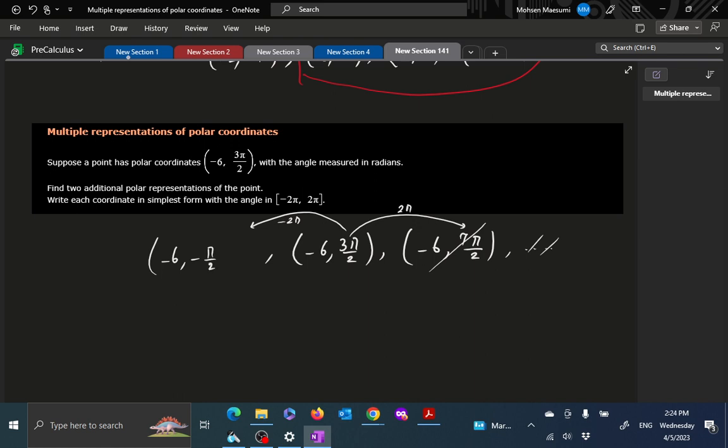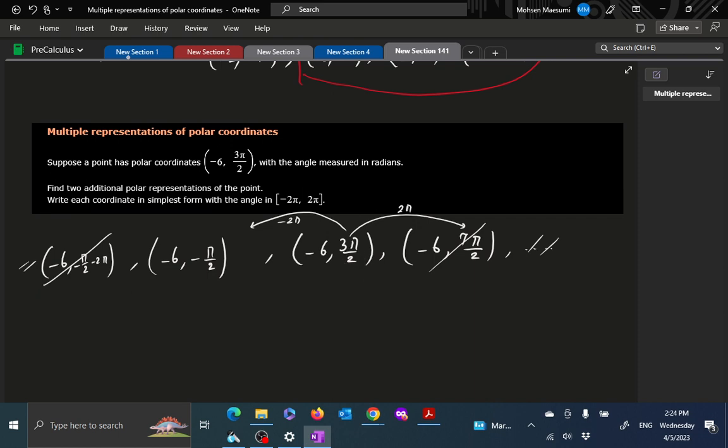If I subtract 2 pi from this thing, I'll be at point minus 6 and then minus pi over 2. That is fine because I have not fallen below minus 2 pi, but if I continue one more round, minus 2 pi, so this is negative itself. I subtract another 2 pi from it, definitely falls below this, so that one and all the ones after that, they are all out of the consideration.